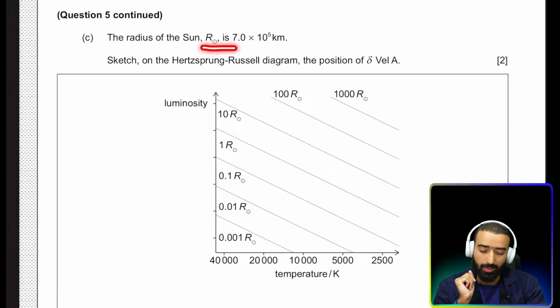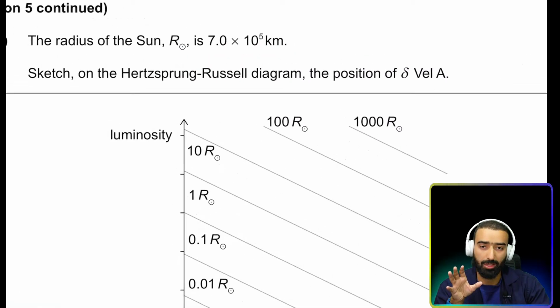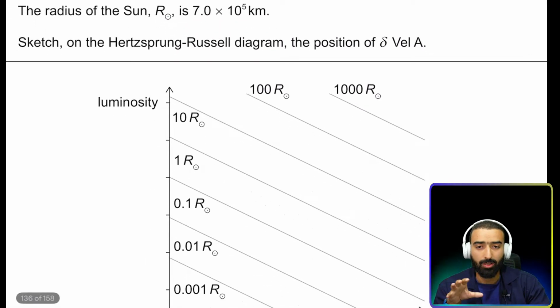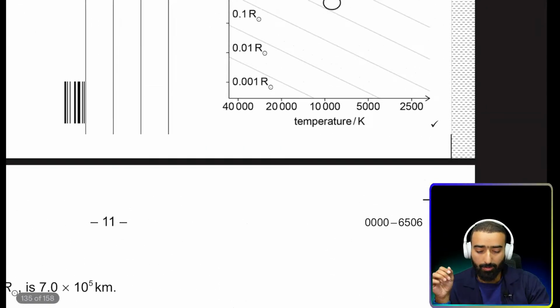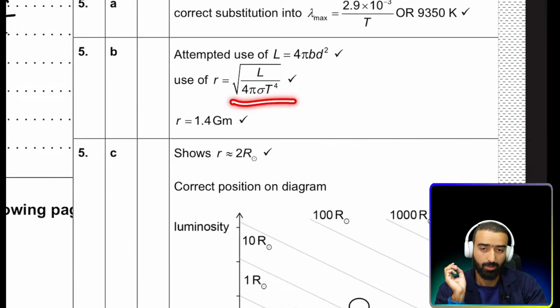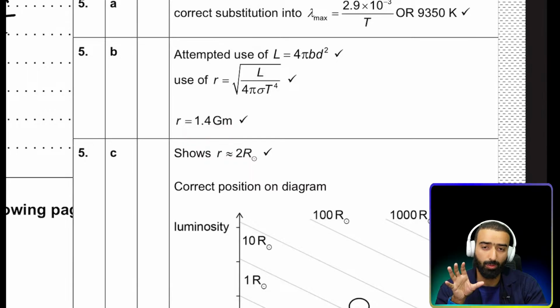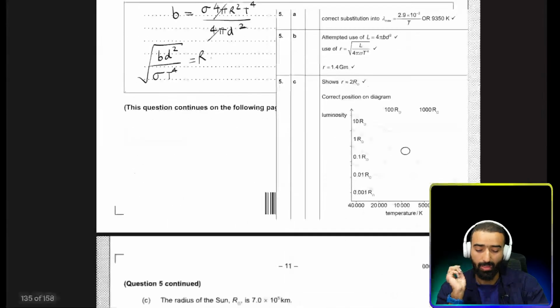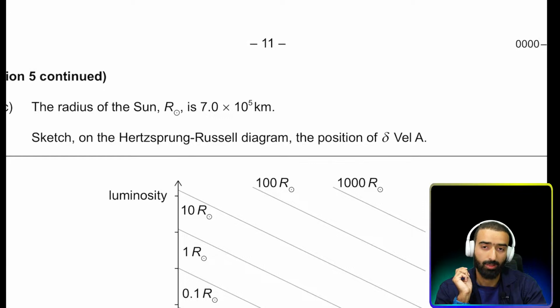And the radius of the sun is about 7 into 10 to the 5 kilometers. So we have to draw on this HR diagram the position of our star. Now, if we look at the mark scheme, if we do the calculations for our previous step, we will find that the distance is about 1.4 gigameters. That is twice the distance of our sun. About, so the radius of our star, it's about.